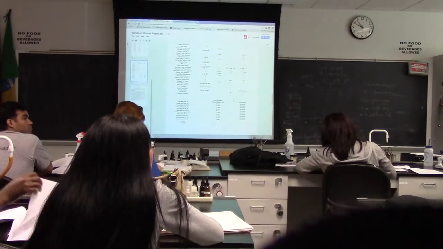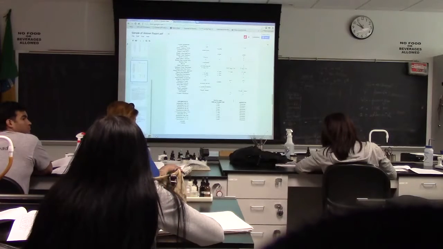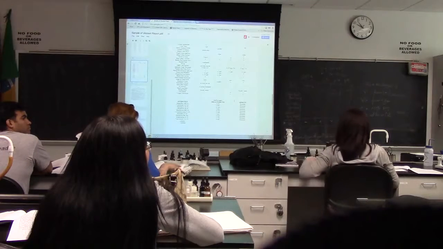Yeah? I have a question. When we make our own symbols, how do we know if it's 99 to 100% positive? It says in the front of the book what the symbol means. Oh, we're just changing.